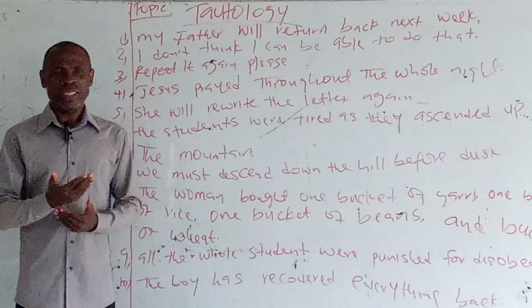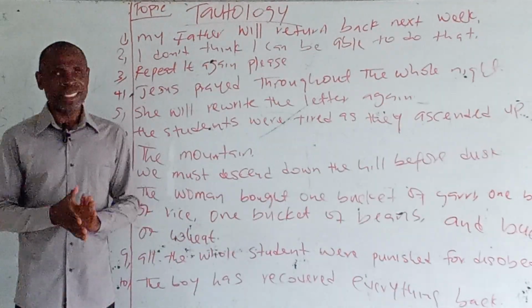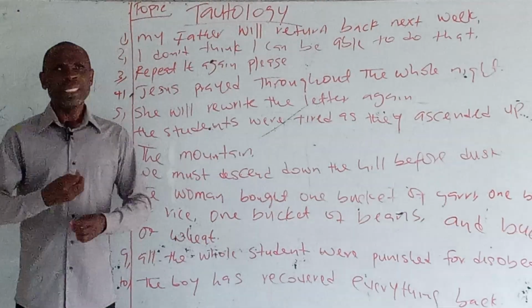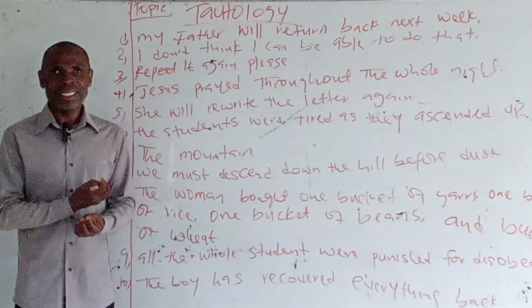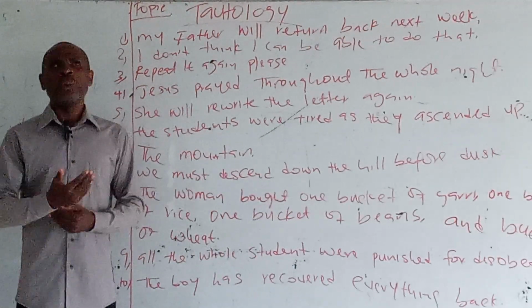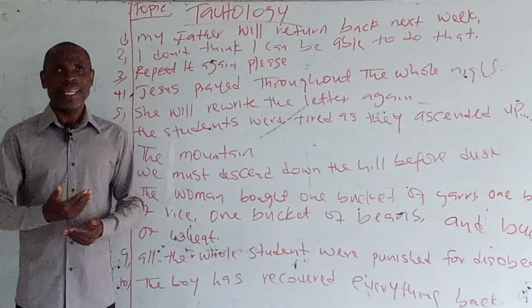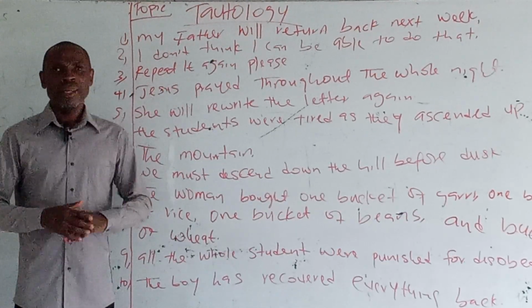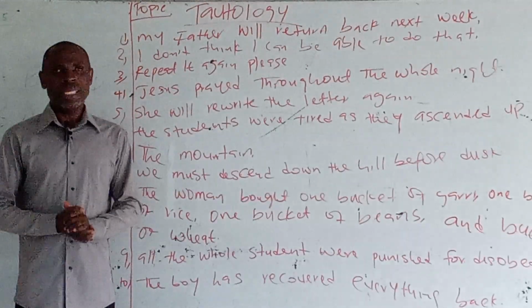I don't think I can be able to do that. The words can and able mean the same thing. So it is tautological to use them in the same sentence as used here. A better way to put this sentence is, I don't think I can do that, or I don't think I will be able to do that.